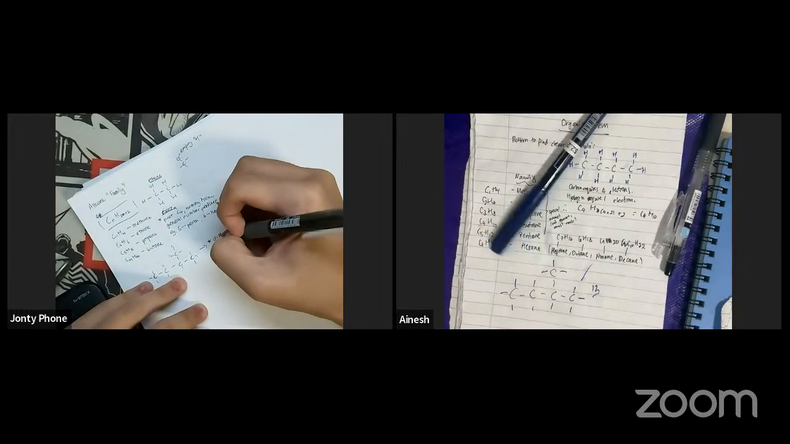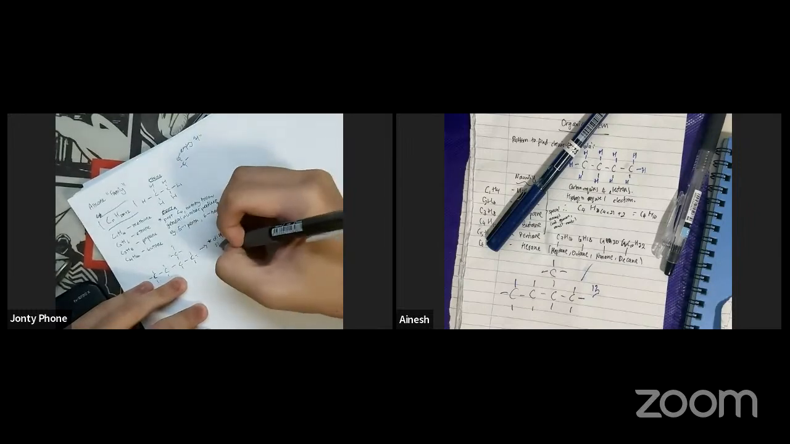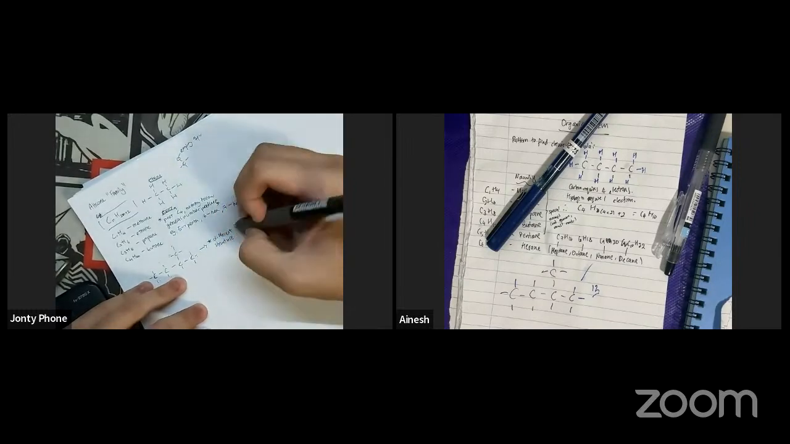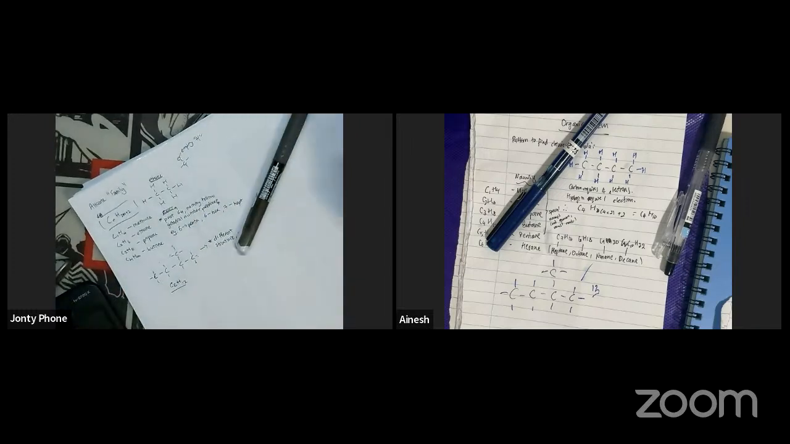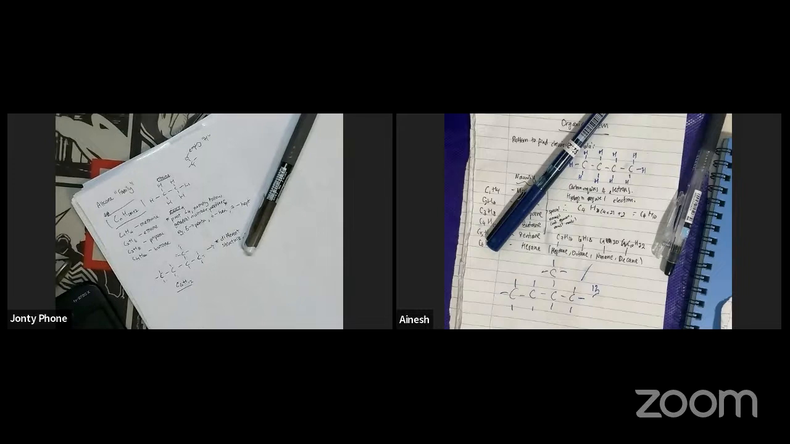Okay. Now at this point, Jonty and Ainesh, I want to try to convince you that C5 for the pentane family, the alkane family is always 12, no matter what the structure. Is that okay for you? So the 12 is absolute in that way, but it works out when you see it in detail. Any questions so far? No. Right.